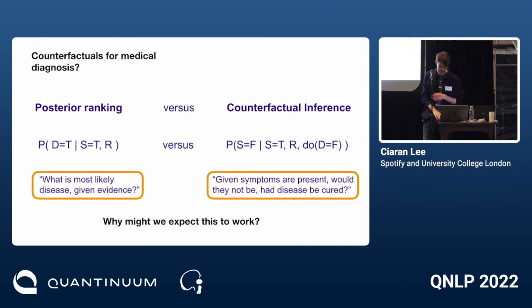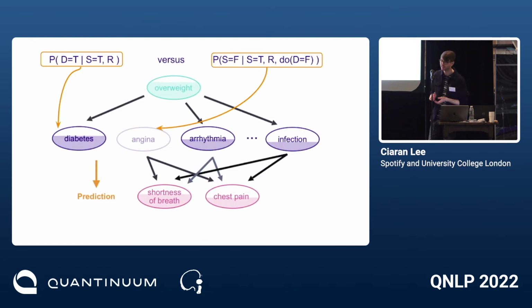So why might we expect the counterfactual approach to work better than the standard posterior ranking approach? Well, if I go back to this graph I had a little while ago, and look at what happens here, I observe certain symptoms: shortness of breath, chest pain, and so forth. Then I do a standard Bayesian update of my model. In this case, what we can see is if those things are there, then it's highly likely that the patient belongs to a population that was overweight.